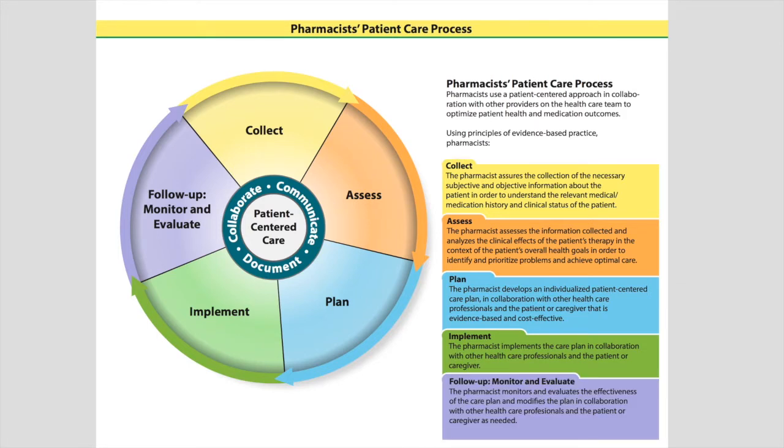The last step in the process is to follow up, monitor, and evaluate. The pharmacist monitors and evaluates the effectiveness of the care plan and modifies the plan in collaboration with other healthcare professionals and the patient or caregiver as needed.